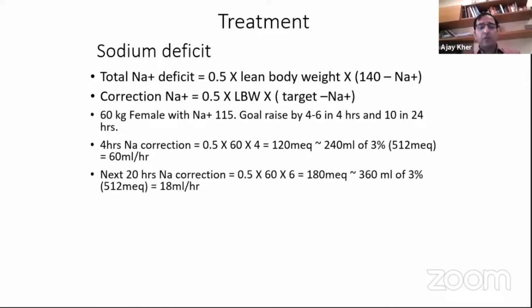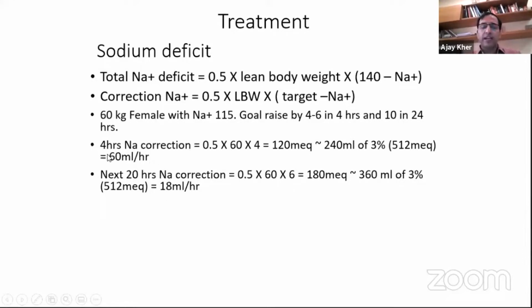For the next 20 hours, you would want to do a slower correction. So if they were following what your math is saying, then for the next 20 hours, you would want to correct by an additional 6, get them to around 10. And so that would be 0.5 into 60 into 6. That would be 180 mEq. And that would be in 360 ml of 3%. And to give this over 20 hours, you would drop the rate to 18 ml per hour.